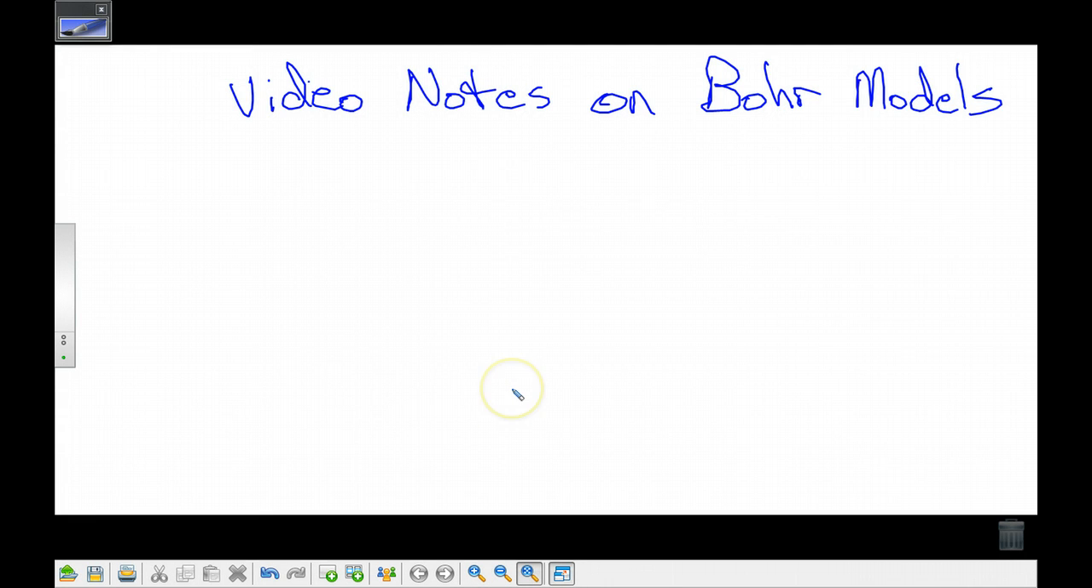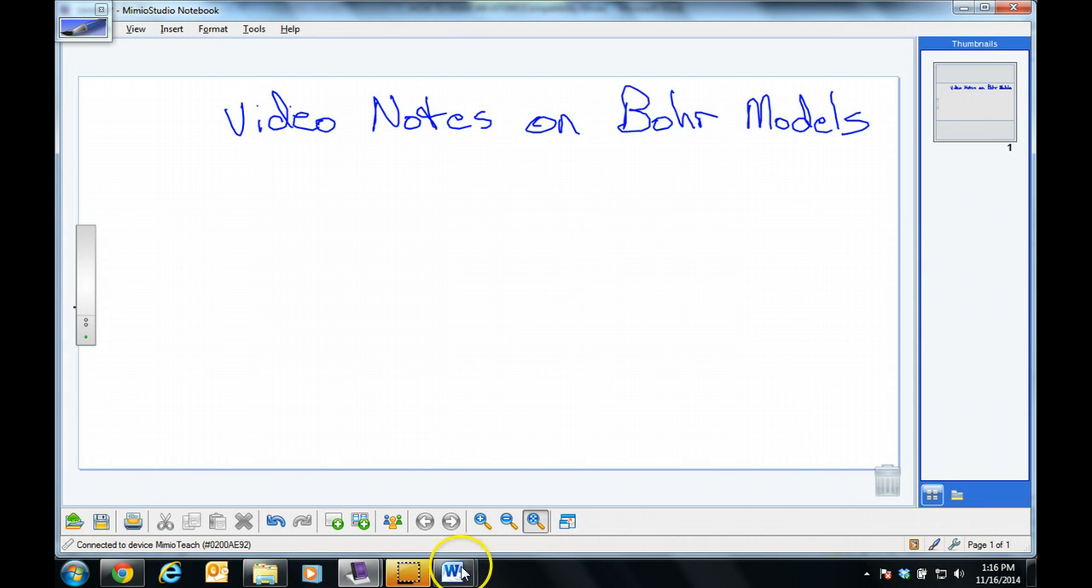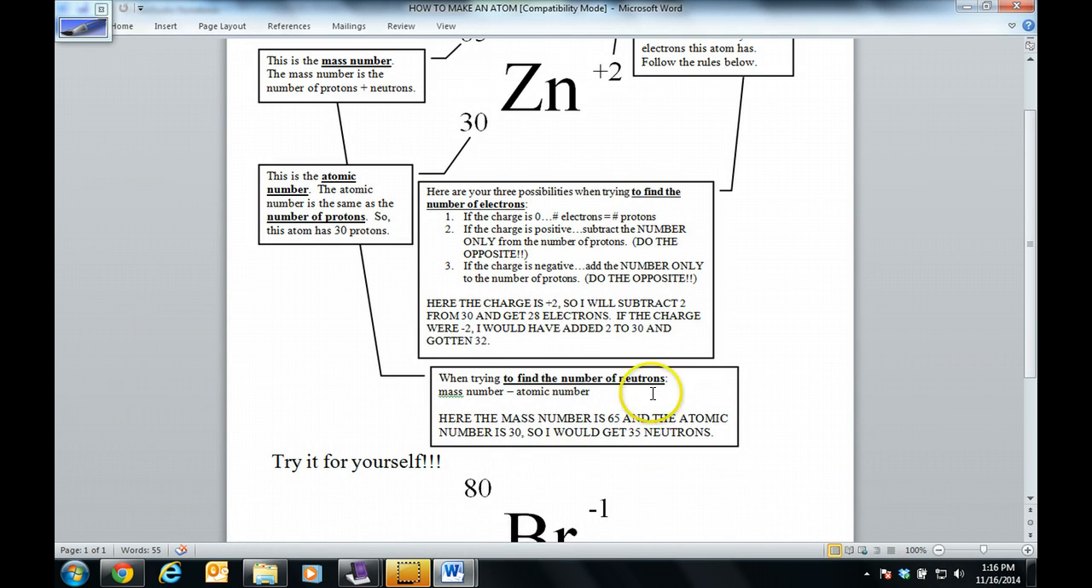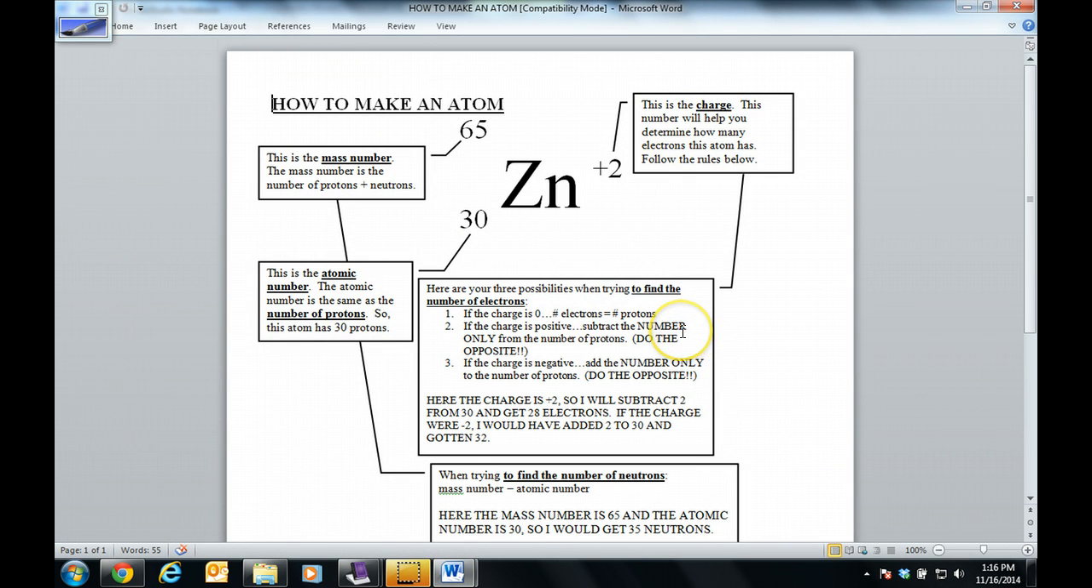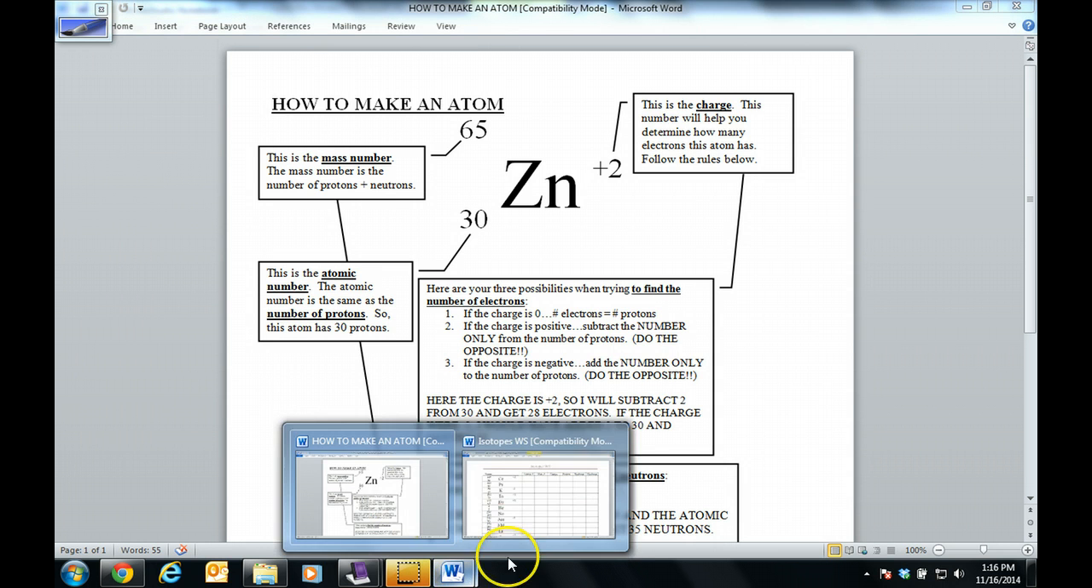Hello everybody. These are video notes on how to draw and complete a Bohr model. So first, you should have a good understanding of what this symbol means: what mass number, atomic number, and charge are, and how to use those numbers to get protons, neutrons, and electrons. So we've gone over this handout.